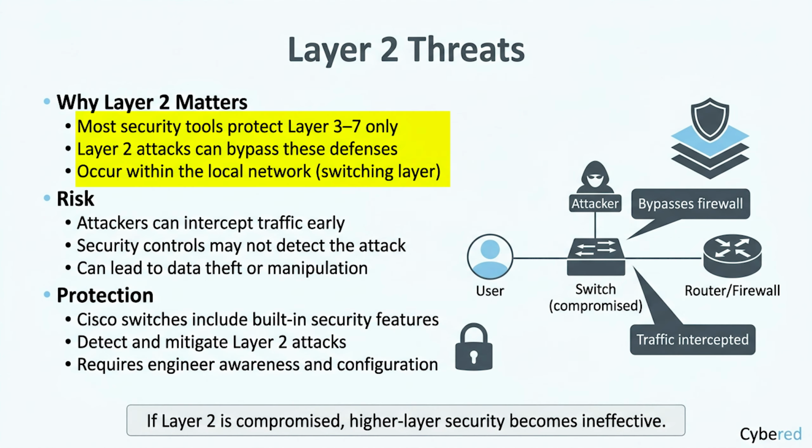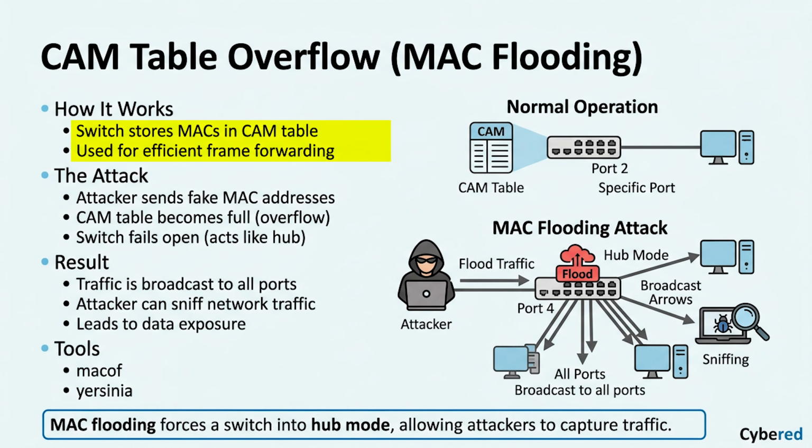Most security solutions operate at layer 3 to 7, but layer 2 attacks can bypass these protections entirely. If layer 2 is compromised, attackers can intercept traffic before higher layer security even applies. Cisco switches include built-in features to detect and mitigate layer 2 attacks, making it essential for network engineers to understand these threats. Switches store MAC addresses in a CAM table to forward frames efficiently.